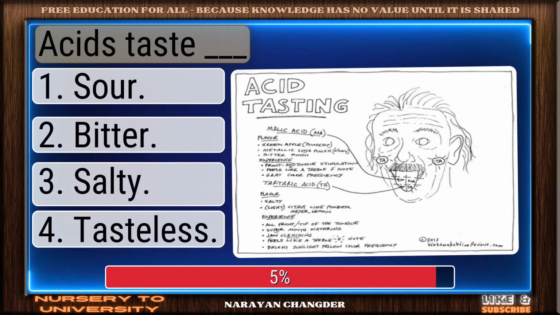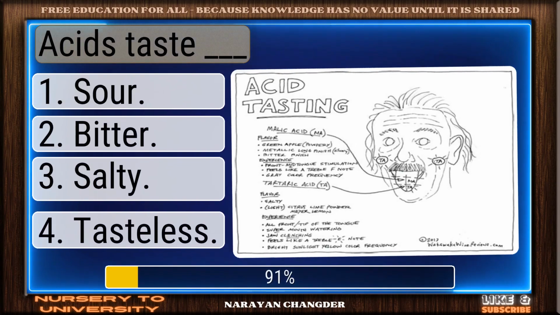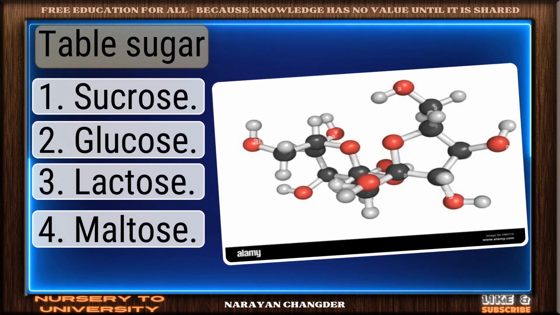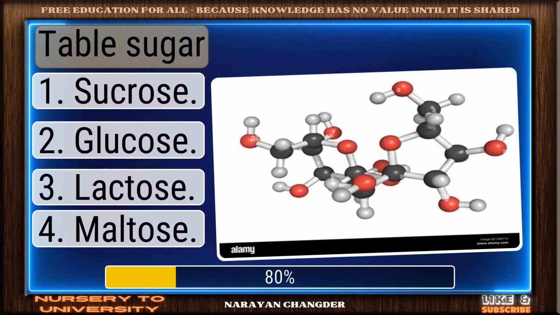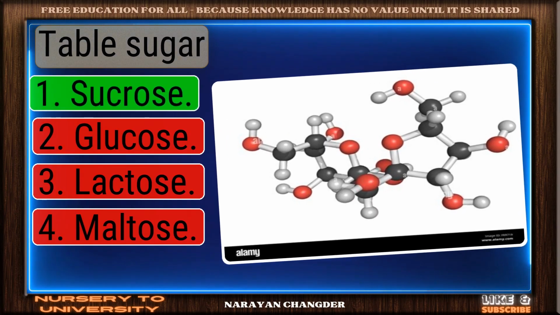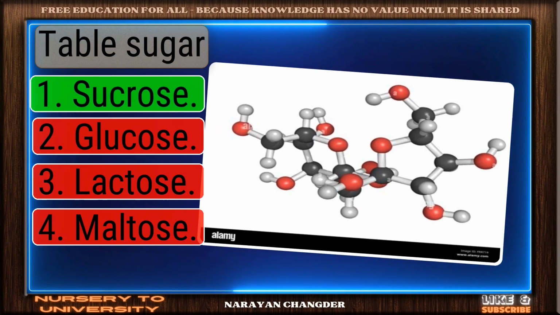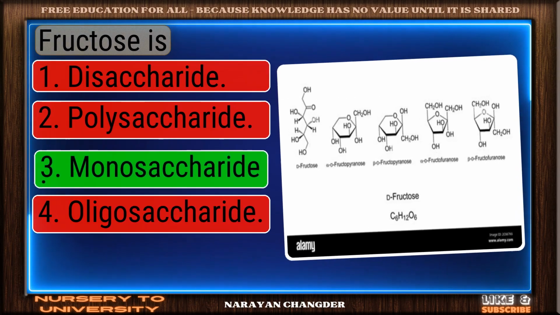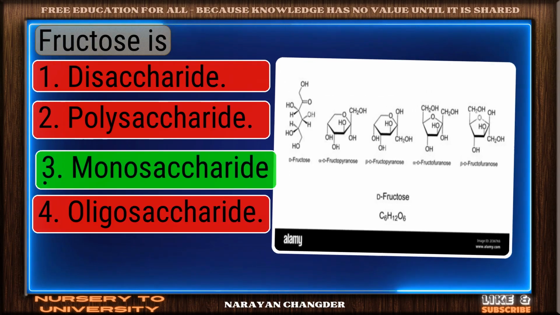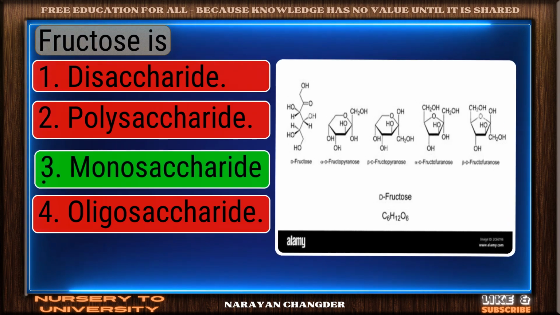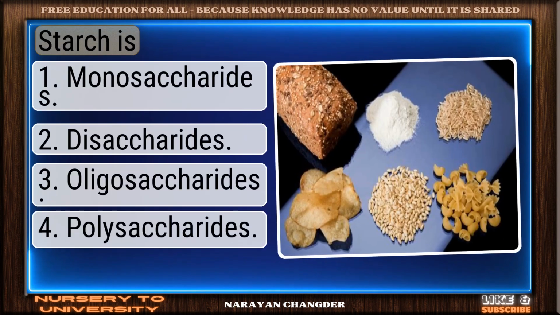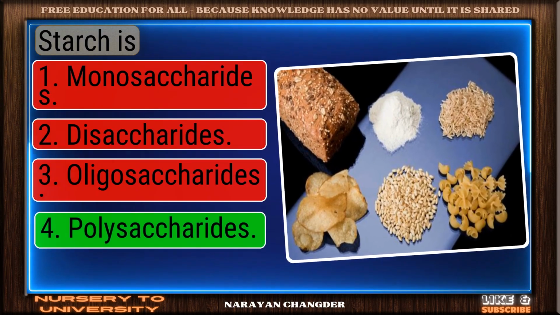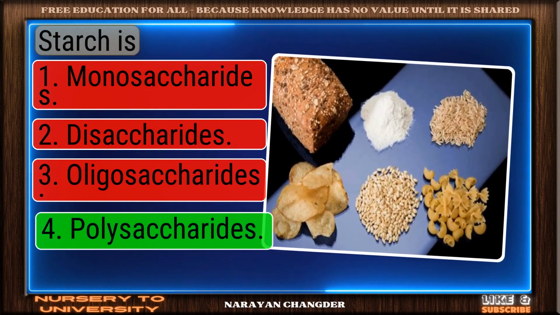Acids taste dash. Right again. Sour is a valid answer. Table sugar. Good job. Your answer, sucrose, works well here. Fructose is... Clear logic. Your choice, monosaccharide, is sound and 100% true. Starch is... Good thinking. Polysaccharides is the right answer.